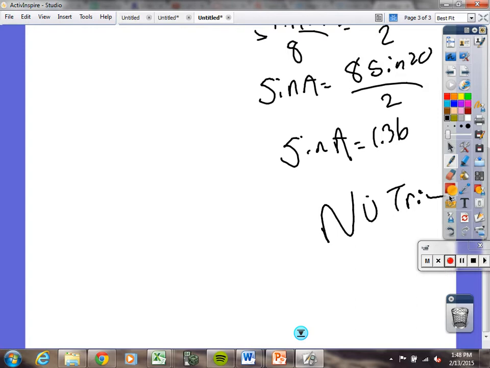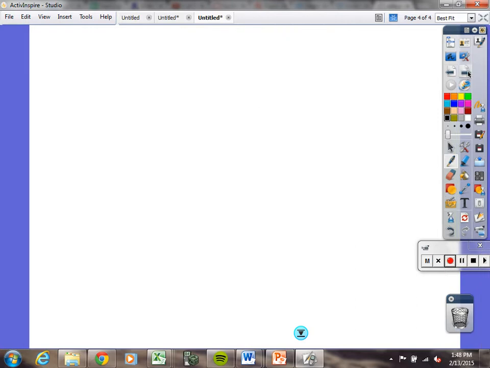Let me try another one. Hopefully, it makes more sense this time. What would be the answer to that? No solution? That's a no triangle. You can't even build a triangle with that information. It would just be like a straight line. Because you have this arm, right? And with the way that angle is, they won't connect. Does that make sense? Okay.